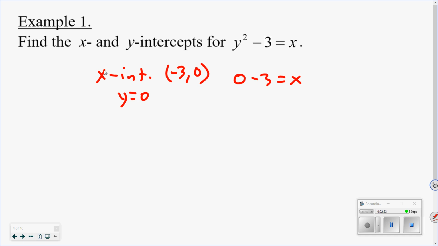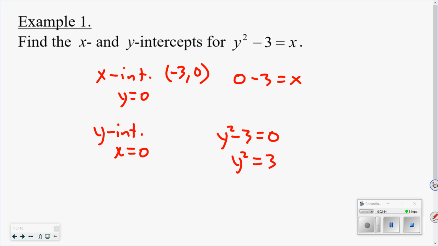Okay, to find the y-intercept, now I put 0 in for x. We end up with y squared minus 3 equals 0. I solve that, and now I have my y-intercept. So I'm going to add the 3 over. y squared equals 3. Take the square root of both sides. Don't forget, square root of both sides means plus or minus. So plus or minus the square root of 3.